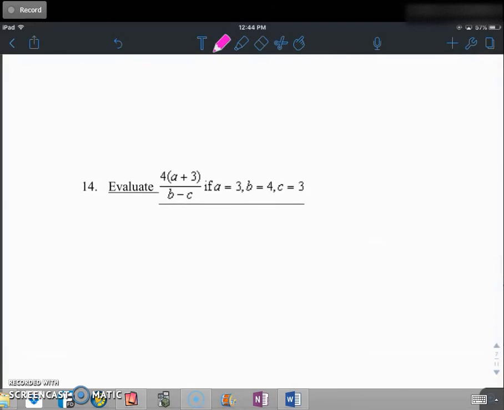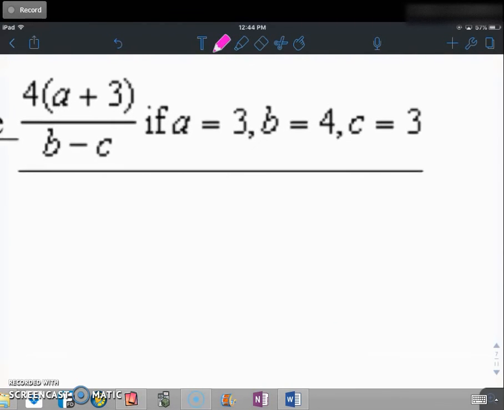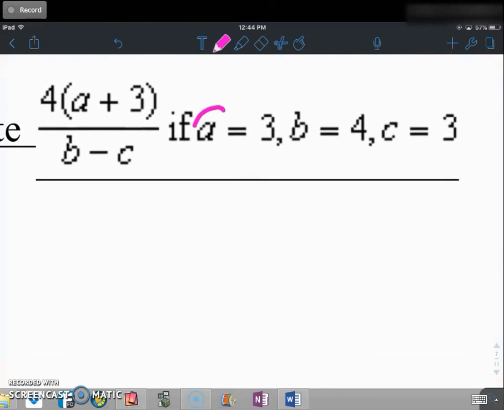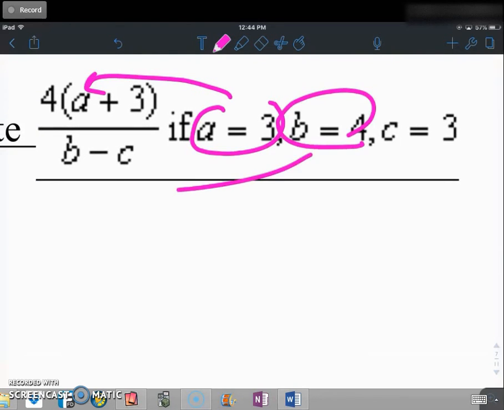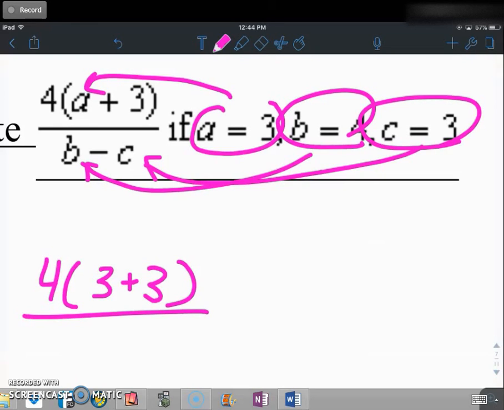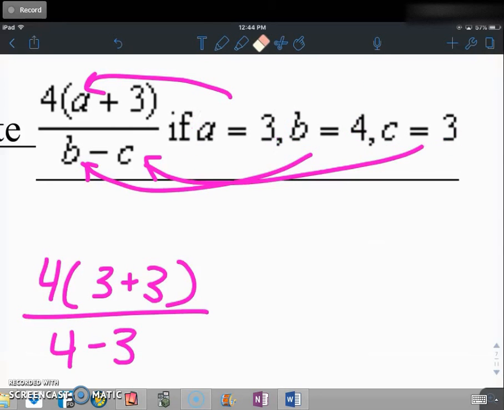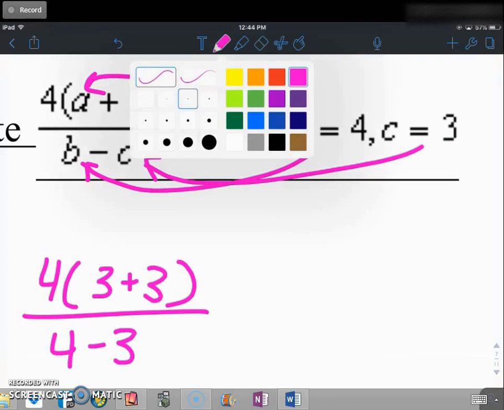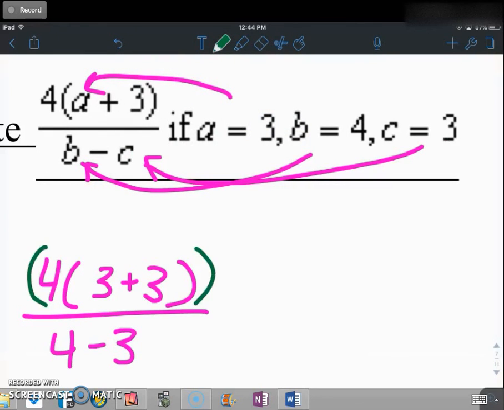Okay. So again, we're going to plug in for our values. So a is going to be 3, b is going to be 4, and c is going to be 3. So we got 4 times parentheses 3 plus 3 divided by 4 minus 3. Alright, so again, I know we've covered this a couple times, but just make sure we're clear. Big grouping symbols, the big division bar automatically groups my numerator together and automatically groups my denominator together.